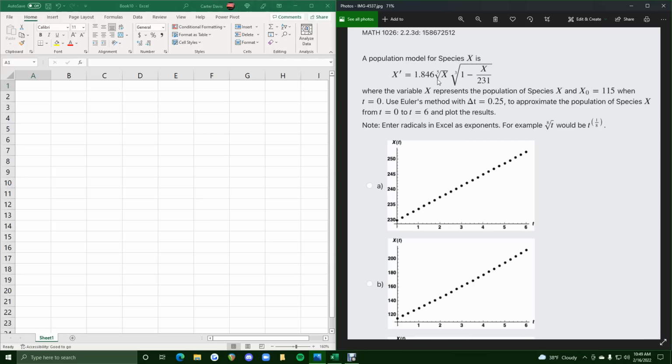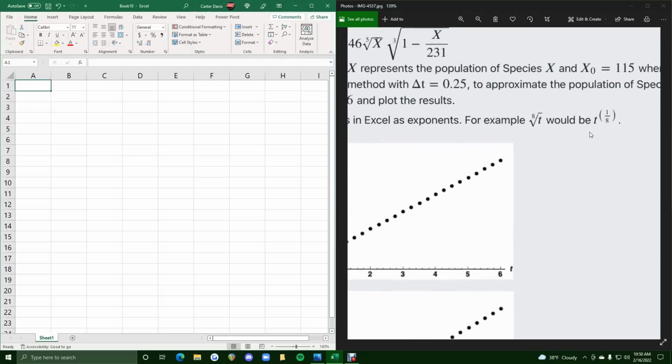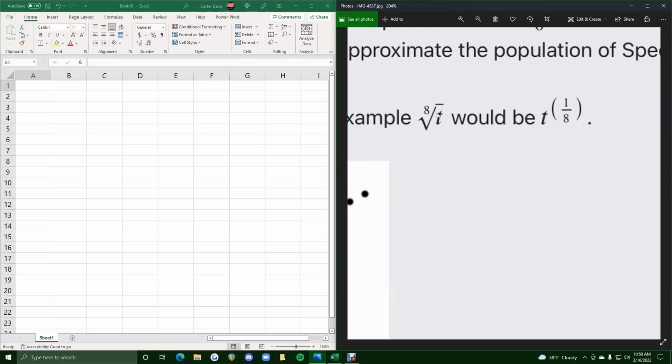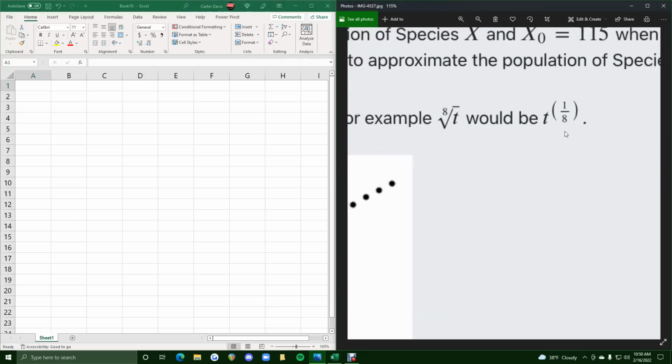Okie dokie. Last type of these Excel problems. Let's go ahead and jump into it. As always, it'll be the same method, except in this case, they've given us a few harder things to type in. But they tell us here, which is an important note, when we're typing in something like the 8th root of t, we will use the inside, t raised to the 1/8.